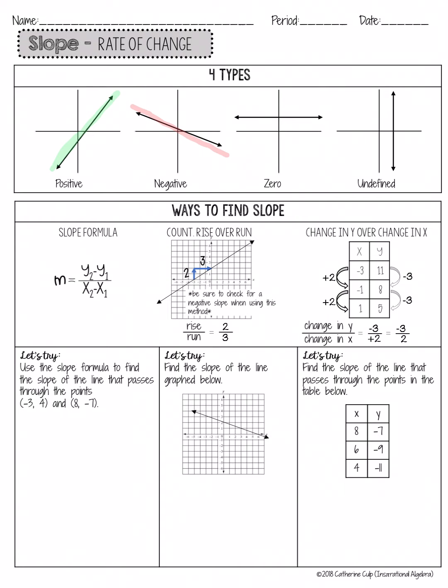Okay, 0 slopes are horizontal lines. And finally, undefined slopes are vertical lines. We're going to focus today on the formulas.